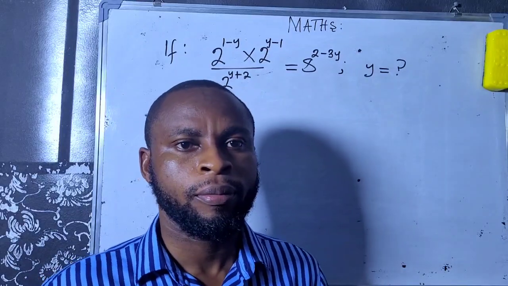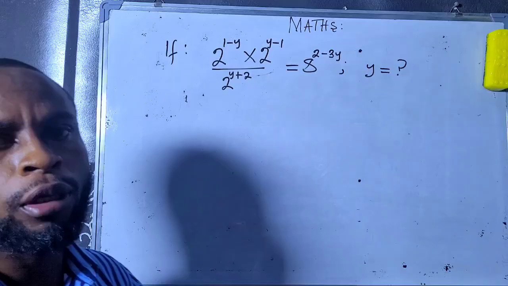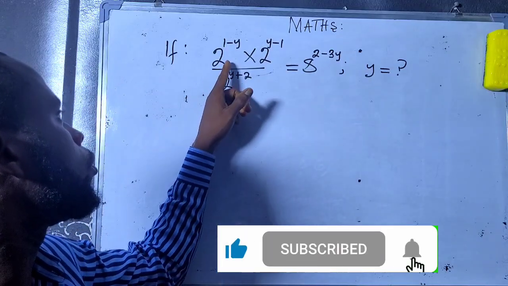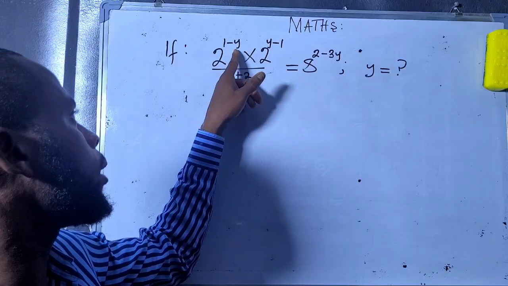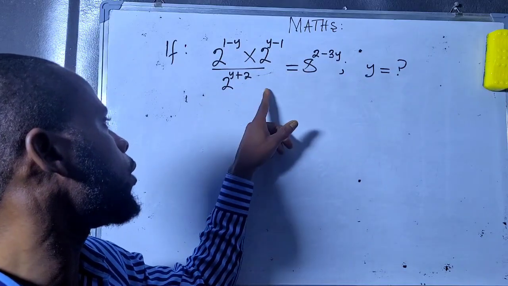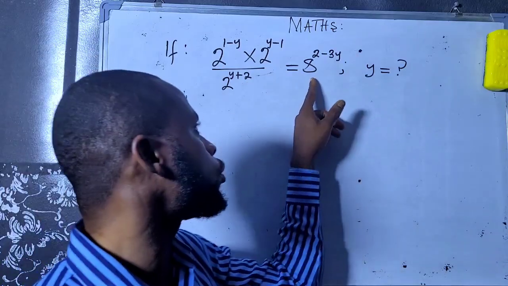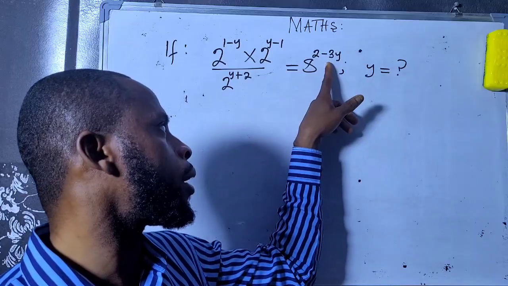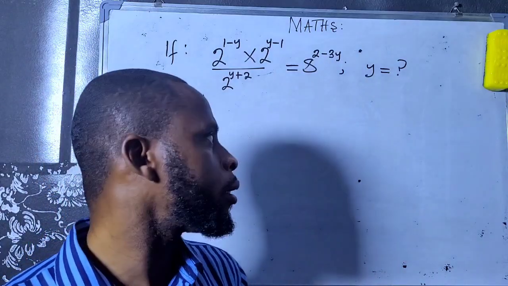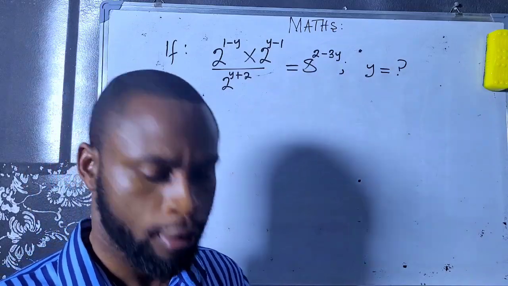Welcome to my channel. In this video, we are to consider this exponential equation here on the board. We have 2 to the power of 1 minus y multiplied by 2 to the power of y minus 1, divided by 2 to the power of y plus 2, equals 8 to the power of 2 minus 3y. Here we are to find the value of y that will satisfy this equation.